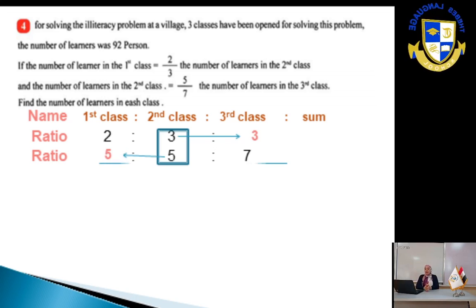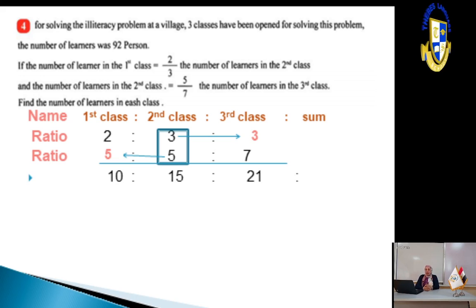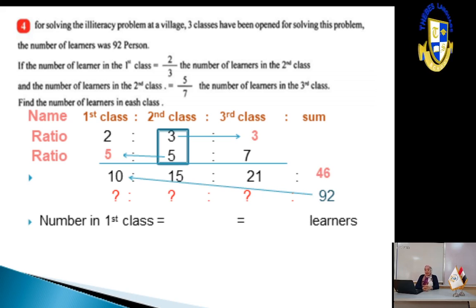Okay. Now we will multiply them from up to down. 2 by 5, it's 10. 3 by 5, it's 15. 3 by 7, 21. Okay. Now I need the sum of them. It will be 46. Our value here is 92.